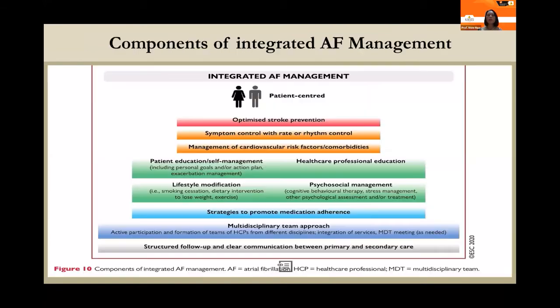So what about the components of integrated AF management? Integrated AF management is patient-centered integrated AF management. These are the three important components. The first one is to optimize stroke prevention. The second is symptom control by either rate or rhythm control. And the third one is the management of cardiovascular risk factors and comorbidities.